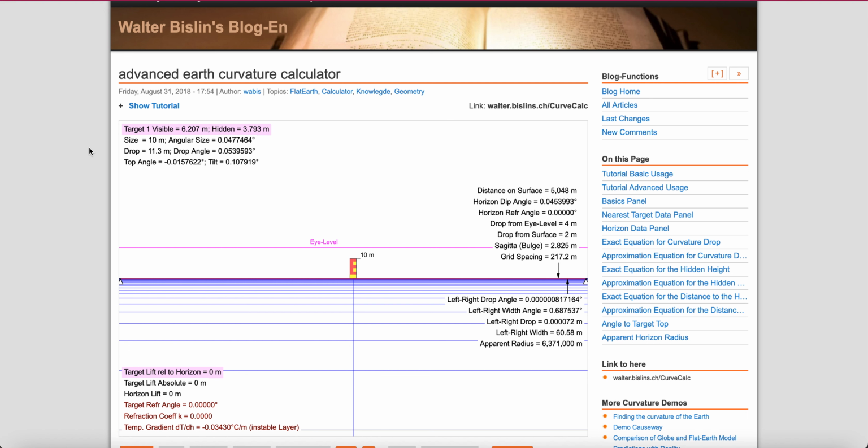So this guy here, Walter Bislin, right? What he does is he takes the basic globe maths, which is based on an R value that was never measured. There's no evidence for it. There's no measurement of this R value. He takes this, and orthographically he works out how much of an object kept at the same size would be hidden at whatever distance. So X object at Y size will have so much hidden by Earth curve.